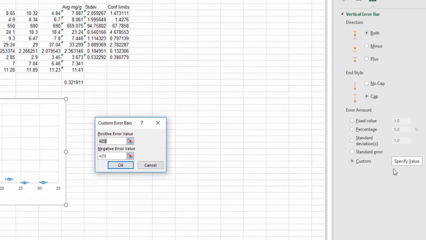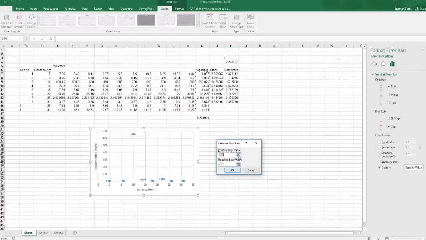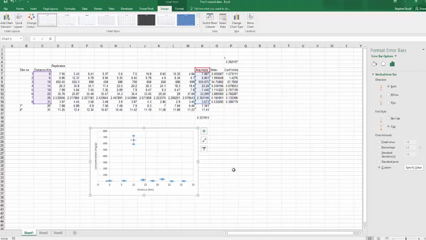We want to choose custom, and then we can specify the value, and you can click on there and then highlight the positive error bar, and then the negative, which of course are the same number as it's plus or minus this confidence limit, and then we can click OK, and it draws the error bars on for us.